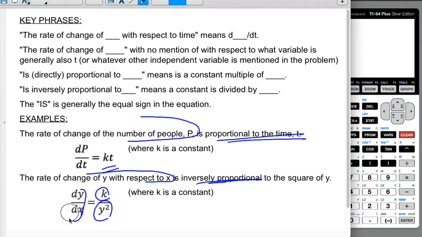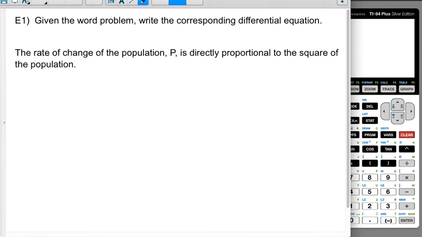It's a lot of translating phrases into mathematical equations that involve derivatives, and that's what we call a differential equation. So given the word problem, we're going to write the corresponding differential equation. That's it. We're not solving anything.